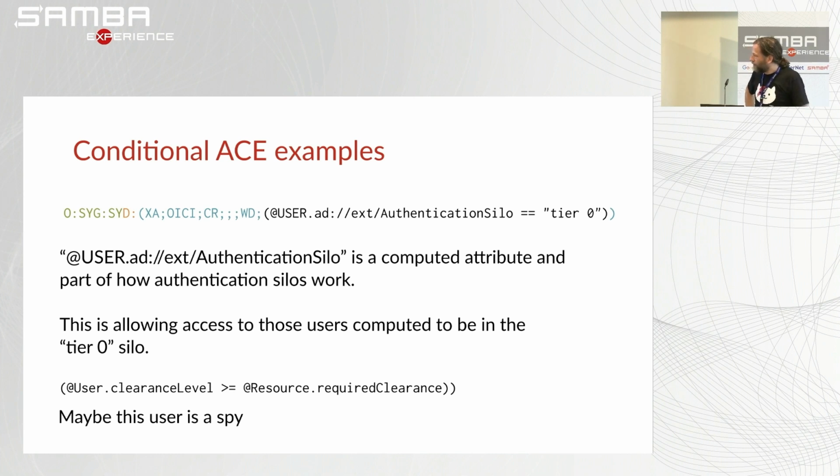And now this one, user.clearance level is greater than or equal to the resource required clearance. That kind of indicates, I think, the customers that they're aiming for. Like agencies in the US where they have secret things with clearance levels and stuff like that.